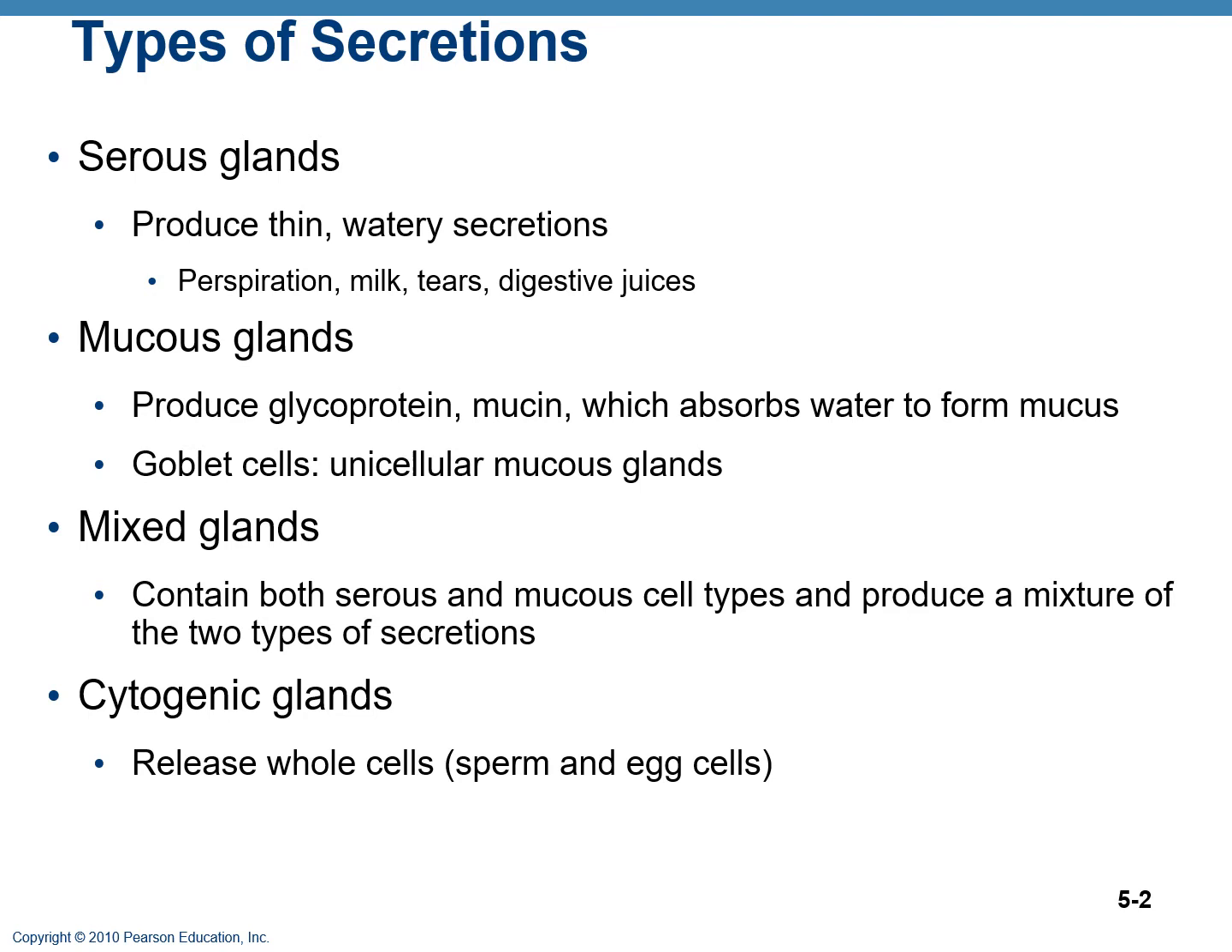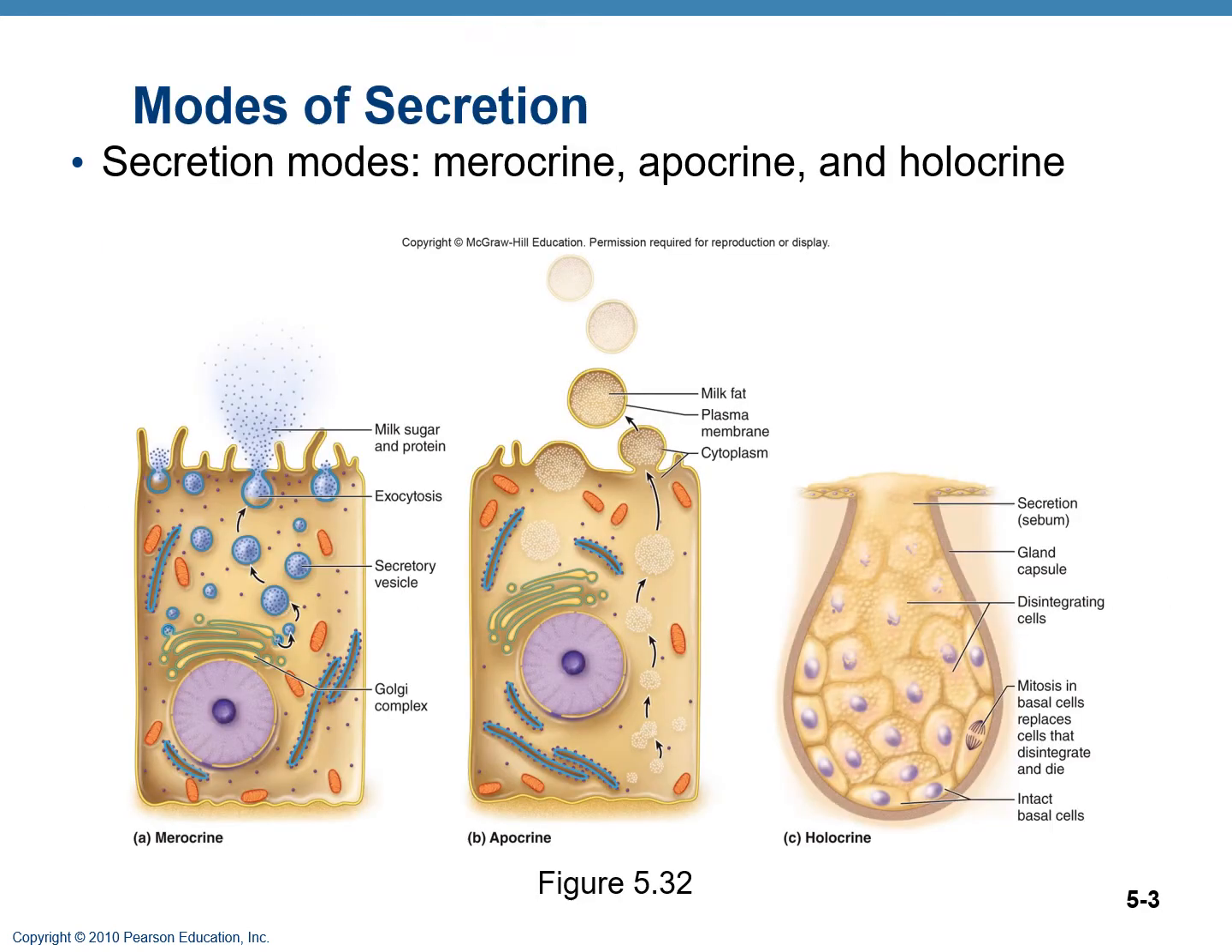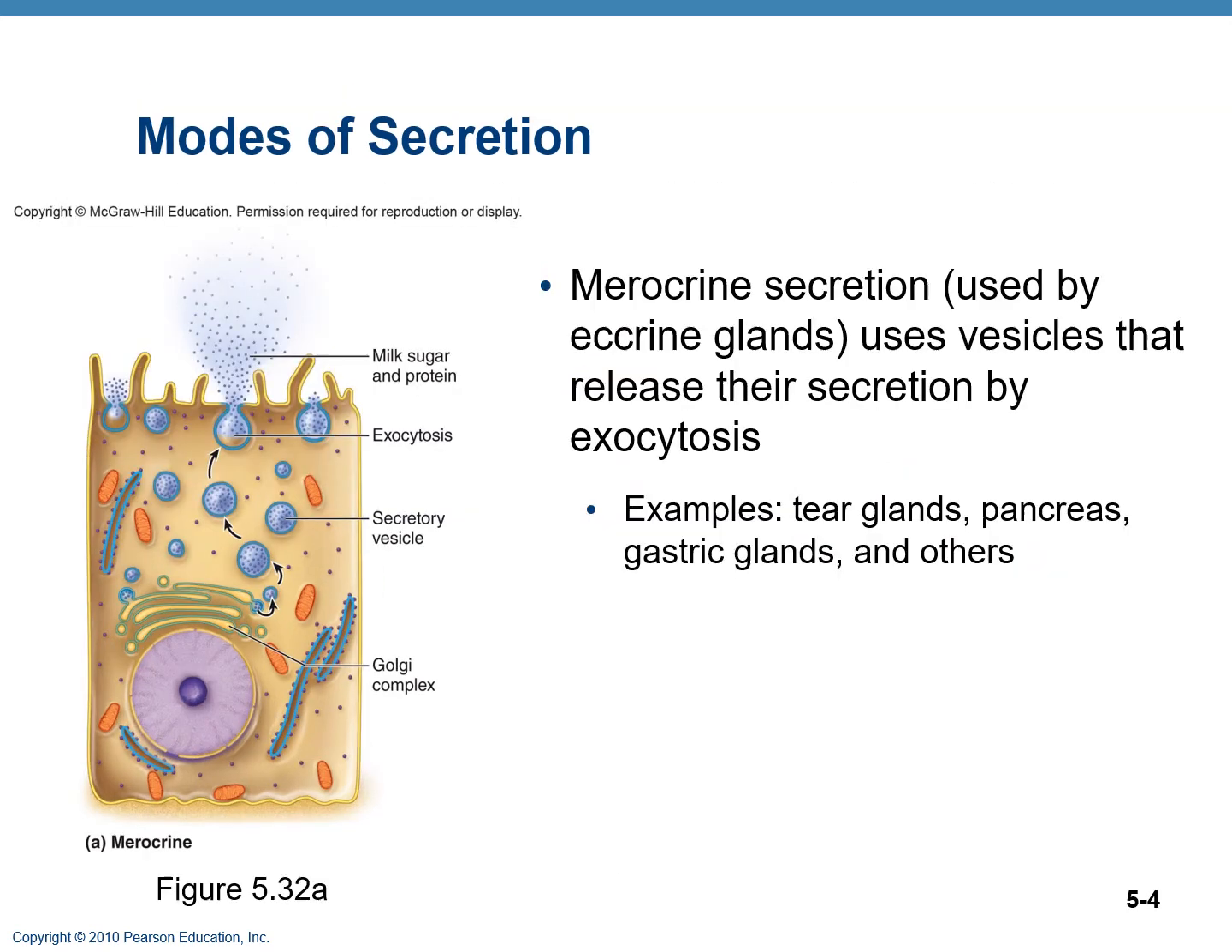There are mixed glands that contain both serous and mucus cell types and produce a mixture of the two types of secretions. And then there are also cytogenic glands, which release whole cells, in the case of the reproductive system, sperm and egg cells. There are 3 different modes of secretion that I'll cover. So a mode of secretion is basically how products are exported outside of the gland or the cell. So I'll be covering merocrine, apocrine, and holocrine modes of secretion.